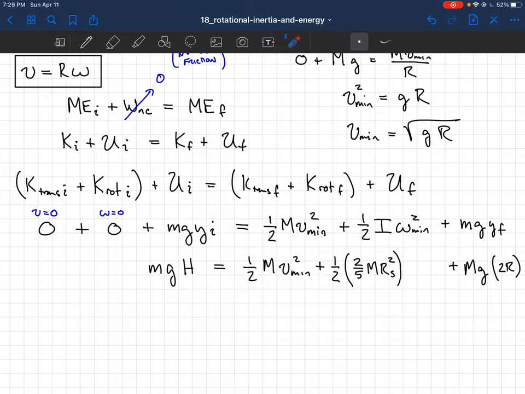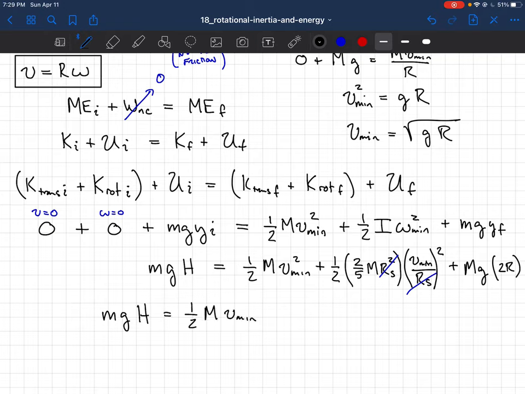So I need to change it down here. So my omega is actually V over R. So it's going to be V_min over R_sphere squared. There. And that leads to some nice cancellations. We have a 1 over R squared in the denominator. That cancels with this R squared in the numerator. And then we're going to have a V squared. And what we get is, well, let's look. We have mgh is equal to 1/2 m V_min squared plus 1/2 times 2/5 times m V_min squared, and we have mg times 2r.